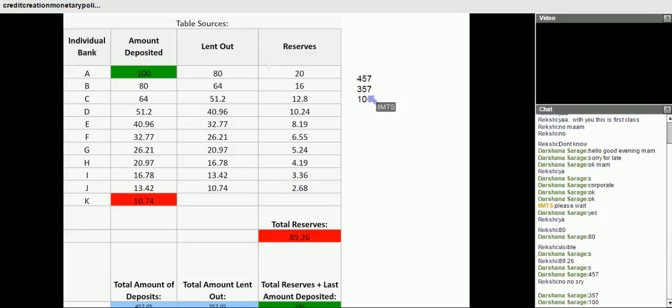And total amount lent out is 357. Initially just 80 rupees were given. That 80 has been converted into 357 in all. And this reserve, which was initially 20, has now moved to 100. Or just reserves, we say it has gone up to 89. So this is the credit creation process by the bank.